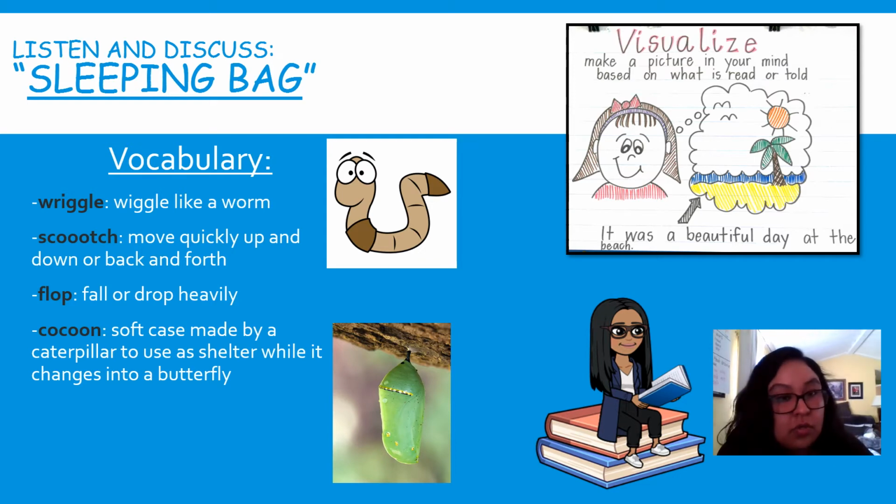I'm going to read this poem one more time. Here we go. Keep your eyes closed. It's so cold outside. I'm getting dressed inside my sleeping bag. I wriggle, so she's moving like a worm. Scooch, moving quickly up and down or back and forth. Scrunch and jiggle. Flop, she falls or drops heavily. Front flips, back flips. I'm a caterpillar in a cozy cloth cocoon that zips.